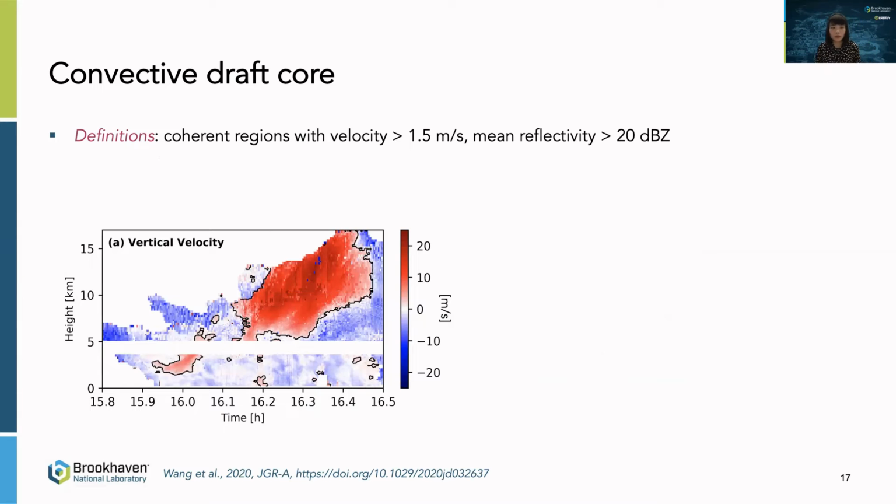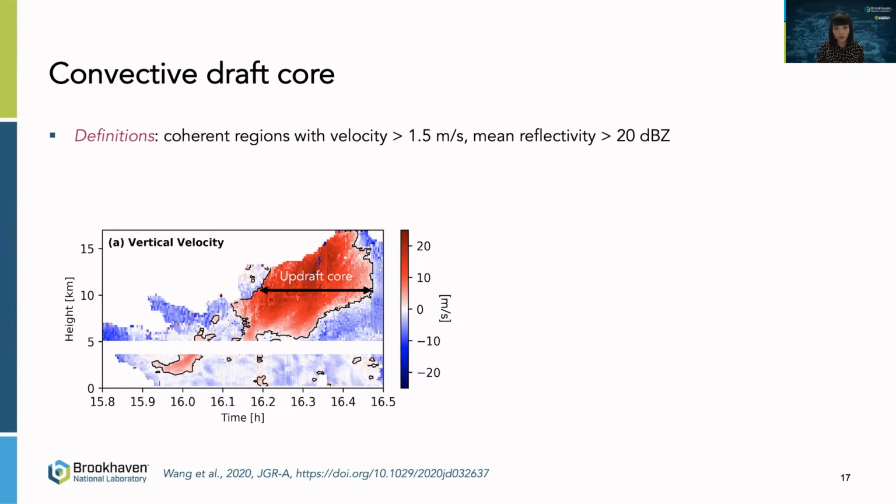Another cool thing that we did with the high-resolution radar wind profiler observations is to look at the detailed structures of updraft and downdraft cores. So here is an example of an updraft core that we identified for this particular case. And these cores need to satisfy these thresholds that are listed here. And we did that for all the cases that we selected.